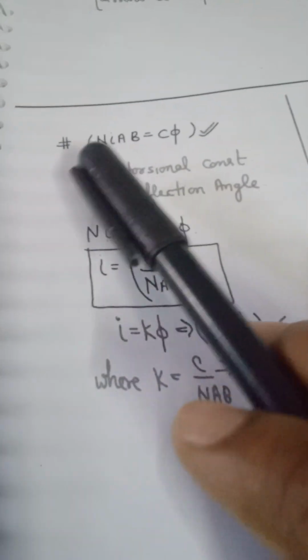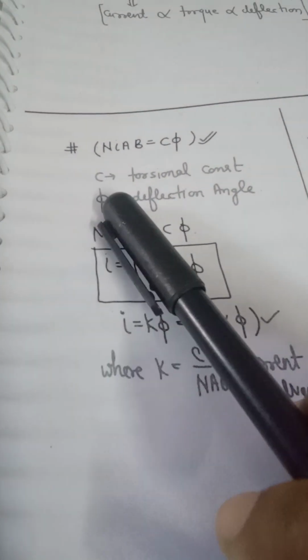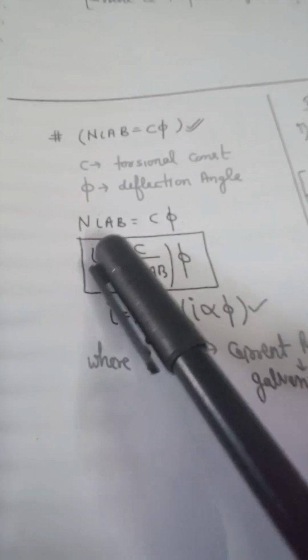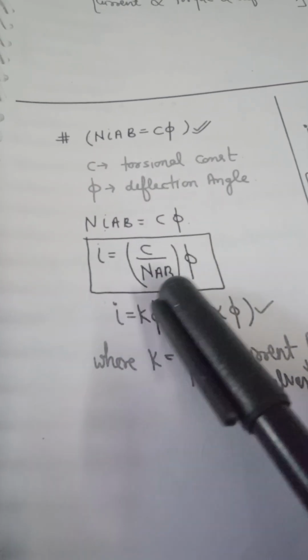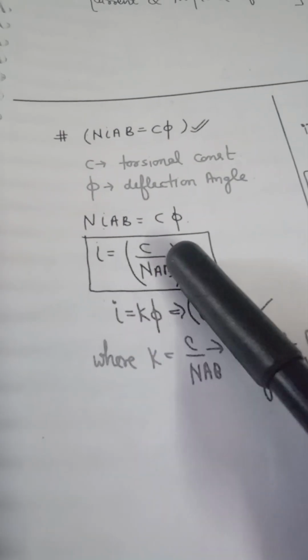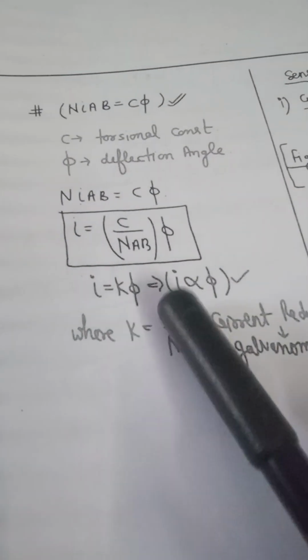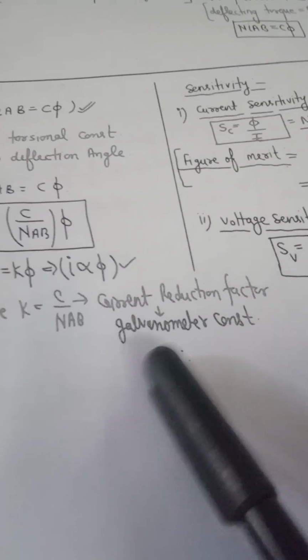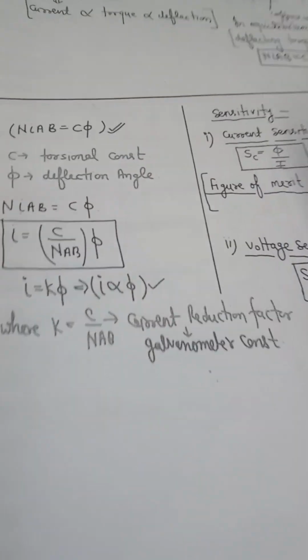Okay. So NIAB is equal to C phi. C is the torsional constant, phi is the deflection angle. So I is equal to C upon NAB times phi. So I is equal to K phi. And I is directly proportional to phi, where K is equal to C upon NAB. So K is the current reduction factor, or galvanometer constant.